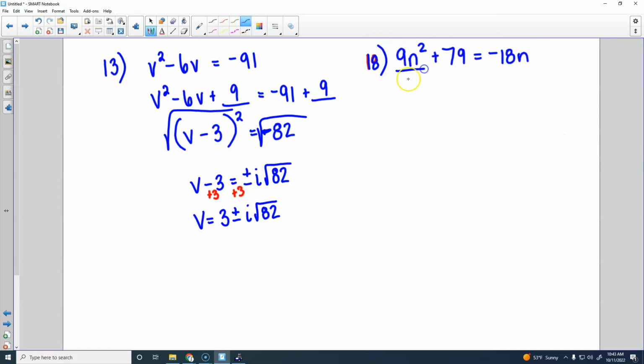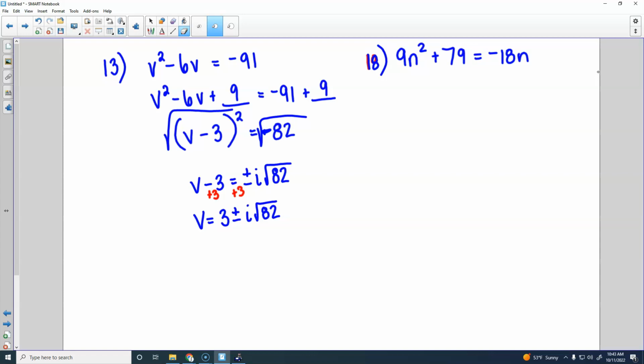So the first step you would have to do is divide everything by 9, but 79 divided by 9 doesn't work. So you're dealing with n squared plus 79 over 9 equals negative 2n. If you have to complete the square with this, you would have to deal with that fraction in the problem. And a lot of times I'm like, not worth it for me to deal with a fraction. So on problems like this, where I have a coefficient or where I'm going to end up with a fraction, I usually just use quadratic formula.